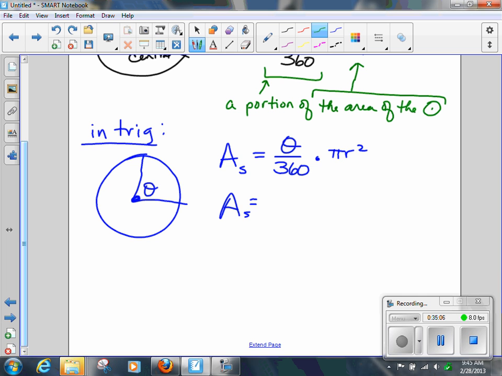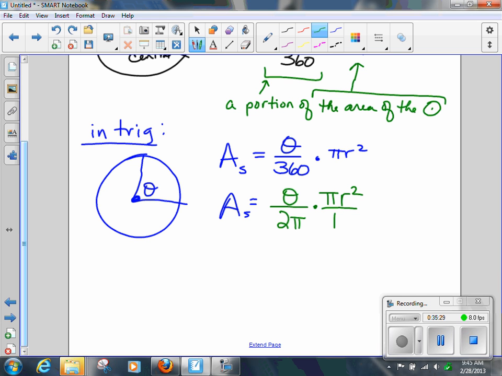Well, hold on. 360, all right, let's keep going. Theta stays theta. 360 is going to be changed to what? 2 pi times pi r squared. And I'm going to put that over 1 because I can write anything over 1 and it never changes its value.